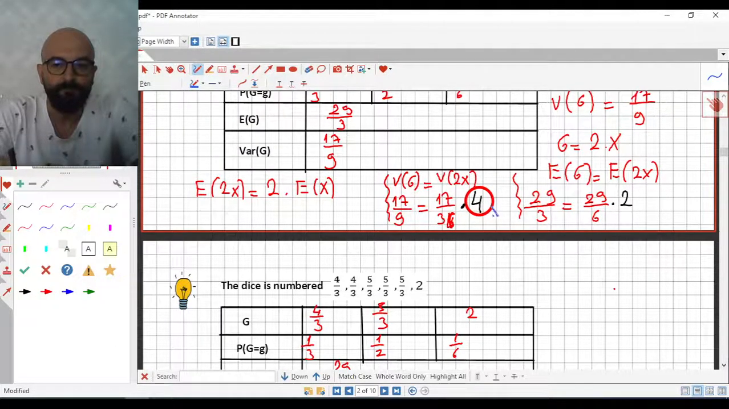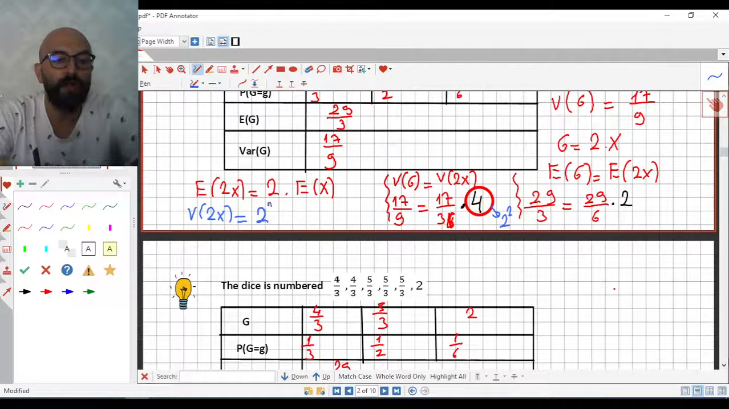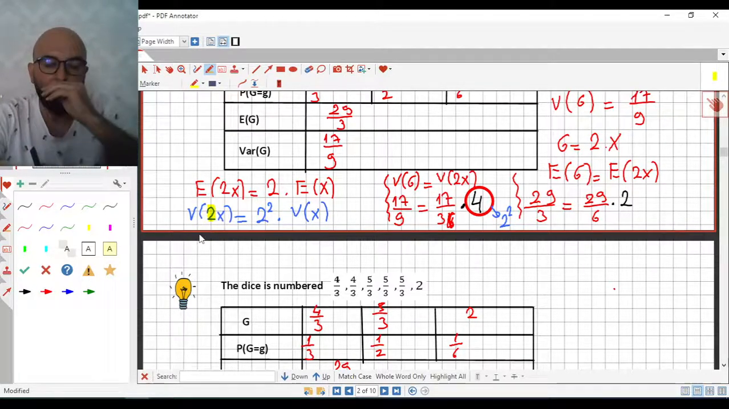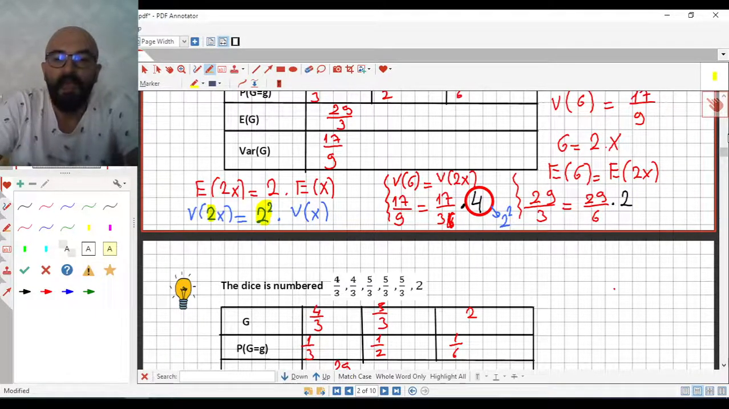And 2 squared, so the variance of 2X means 2 squared multiplied by the variance of X. Please notice that if you want to find the variance of 2X, it equals 2 squared multiplied by the variance of X.